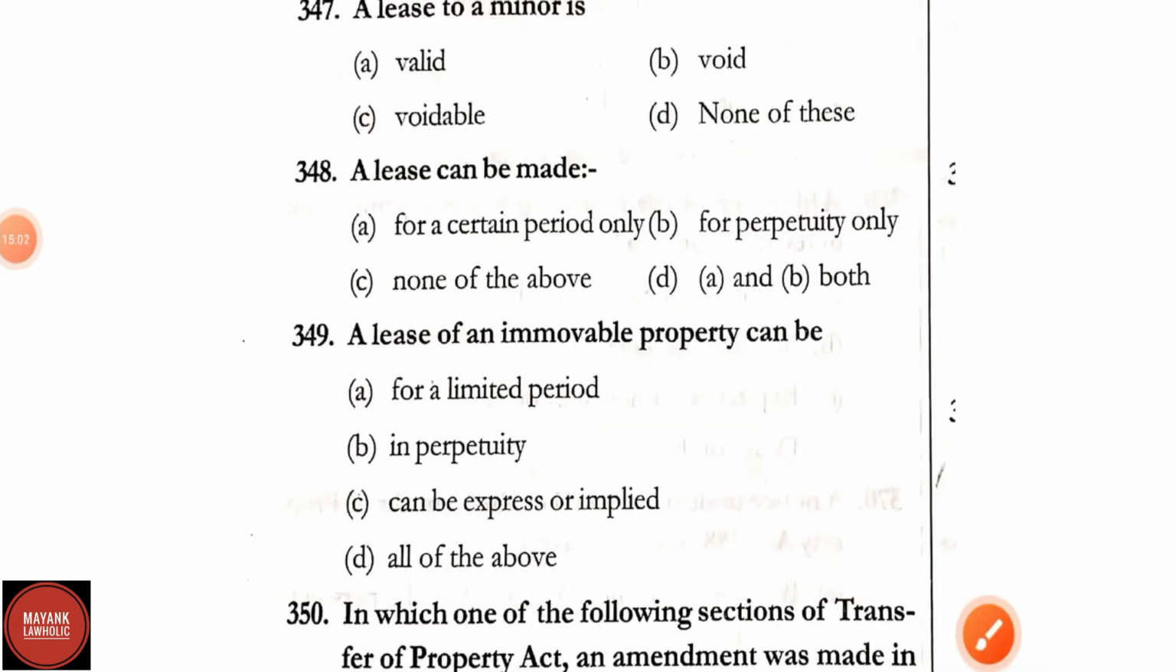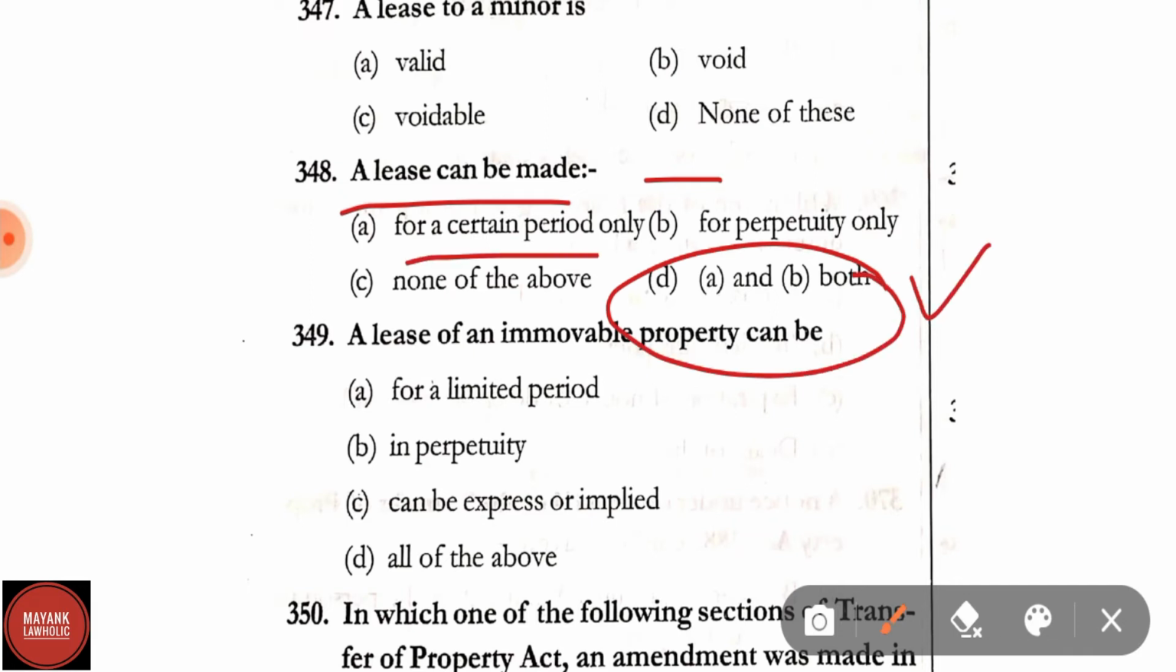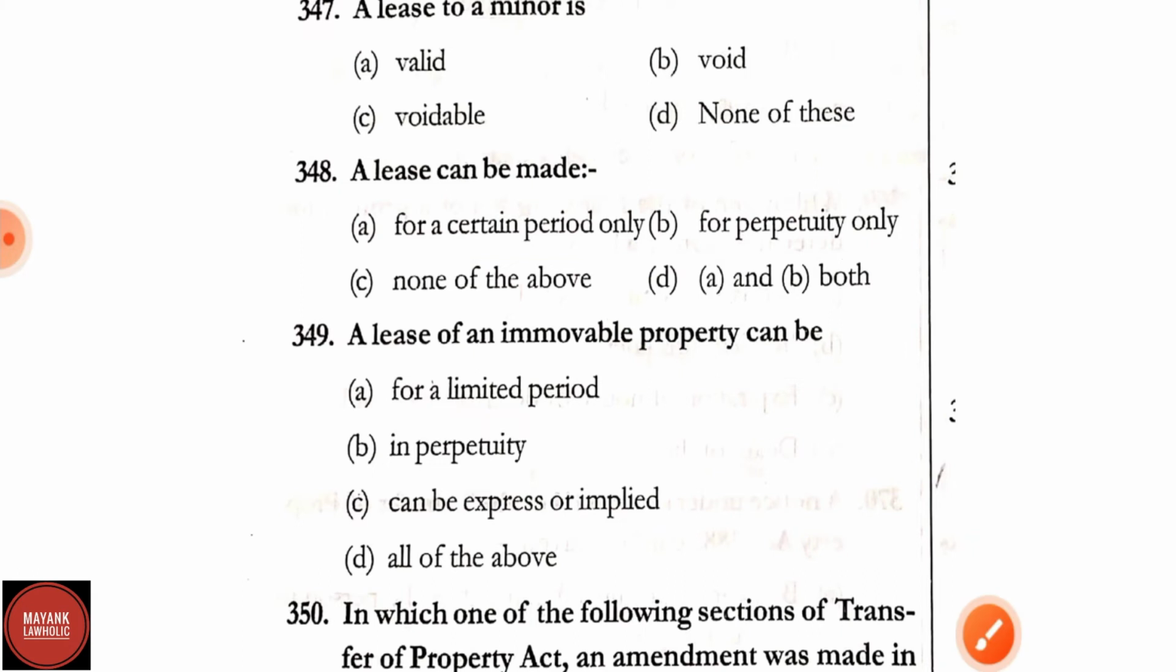Question number 348. A lease can be made for a certain period only, for perpetuity only, and option C, none of the above, option D, A and B both. Correct answer is option D, that is A and B both. A lease can be made for a certain period as well as for perpetuity also.